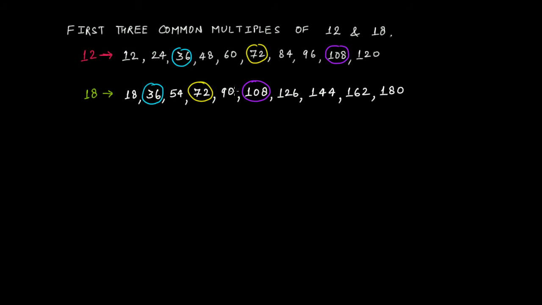So the first 3 common multiples are 36, 72 and 108.